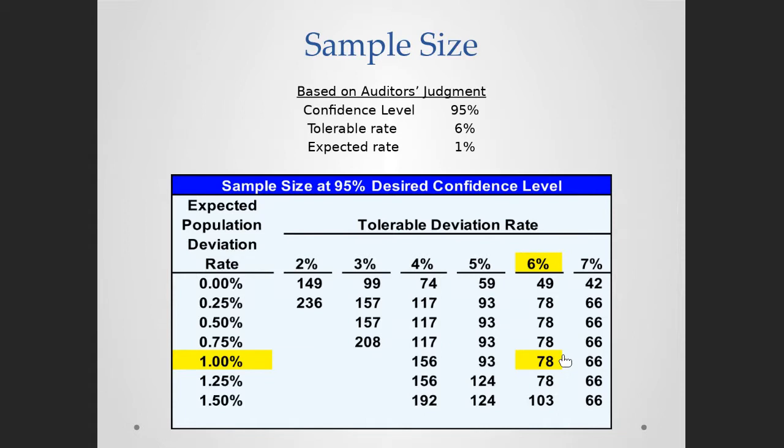Okay? Now, let me ask you if you can remember, based on the numbers that you see, what is the precision? 5. How do we get that? Very good. How do we calculate that? What is the formula for calculating the basic precision? Tolerable rate minus expected rate. Very good. So that's the basic precision.